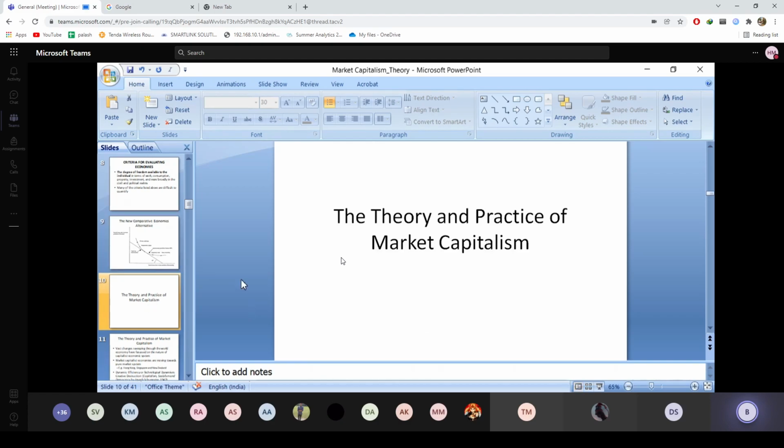Now, let us look at each of the cases. What we discussed so far is how we compare economies and what the different criteria for evaluating economies are. And in all of this, what we discussed is that there are two dominant theories. One is capitalism, another is socialism. So let us first look at capitalism, and then from there we'll move into socialism in detail.